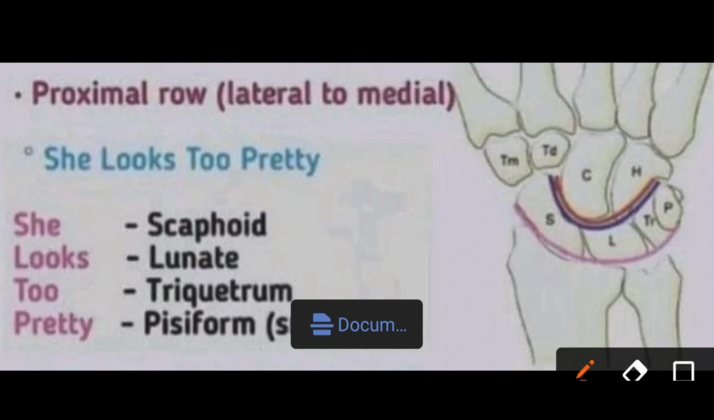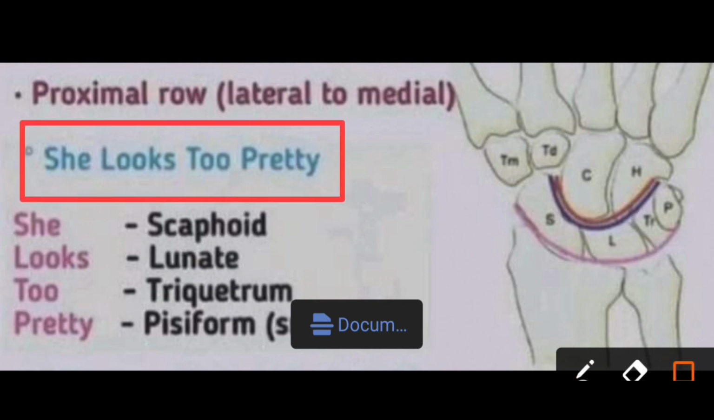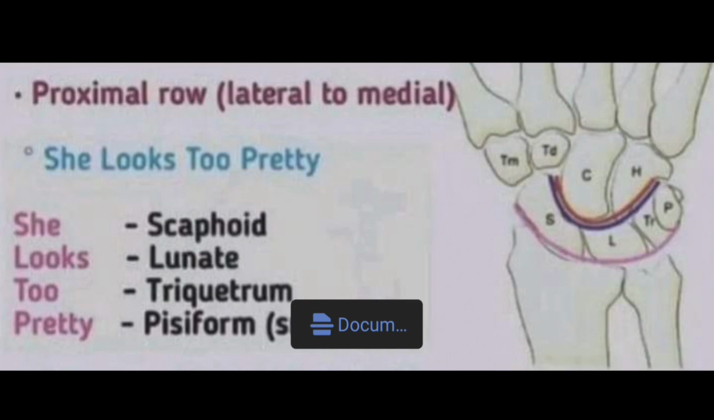So I will tell you the mnemonic in order to memorize the bones from lateral to medial sequence. You can see over here, this is the mnemonic for memorizing the bones of the proximal row of the wrist.